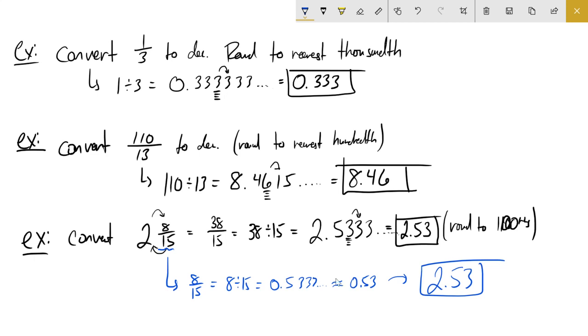I really actually should be using this sign. Do you guys know what this little squiggly line means? It means about or approximate or approximately.